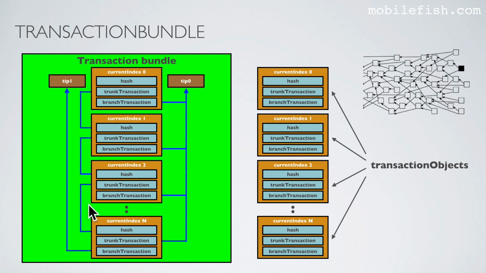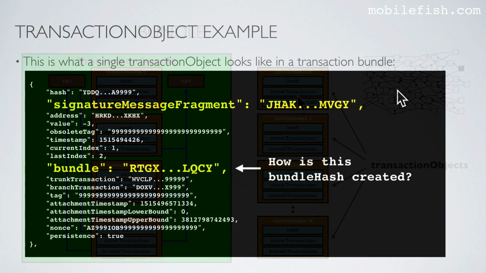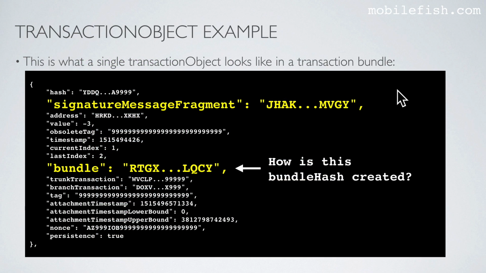This is a transaction bundle, and this transaction bundle consists of multiple transaction objects, as you can see over here. This transaction bundle is represented by this square in the triangle. Let's zoom in into one transaction object. This is an example of a transaction object. It has a bundle hash. Each transaction object in the same transaction bundle has the same bundle hash.